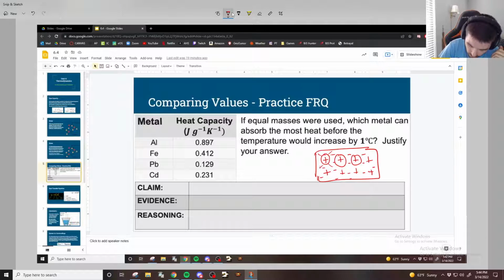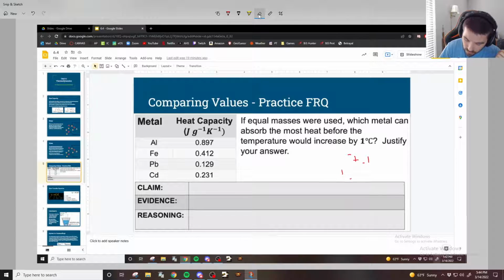We go from lead, which has the lowest one out of this list, 0.129, up to cadmium, iron, and then all the way to aluminum, 0.897. So it would be correct to say that if you have equal mass of each of these, let's say 1 gram of each, it would cost you the least amount of energy to heat up lead. It would cost you the most energy to heat up aluminum. Okay? So, given that fact, let's read the question and see if we can answer this real quickly.